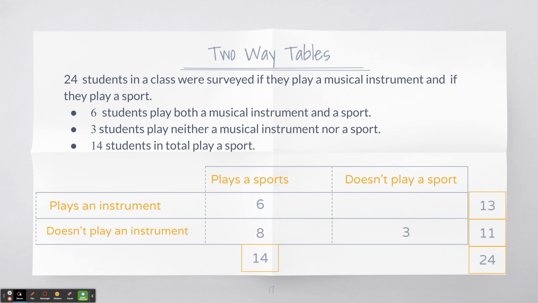If 11 don't play an instrument, then 13 students in total do play an instrument. And from here, I can figure out how many students play an instrument but don't play a sport, right? That would be 7. 6 plus 7 to give me 13. And the 7 plus 3 equals 10 is another way of checking that my two-way table is correct. So now I could ask a lot of probability questions based on this two-way table.